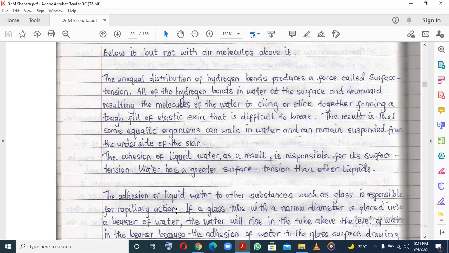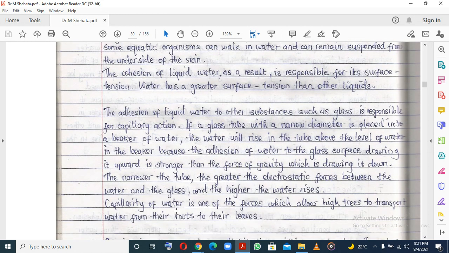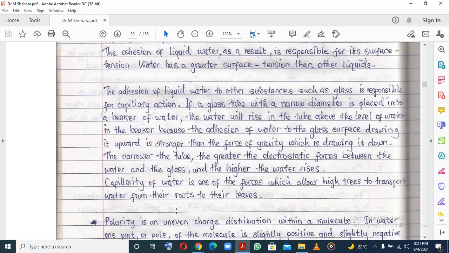So they're able to walk on water because of what? Because of surface tension. And it's as a result of what? Hydrogen bonding. But these hydrogen bonds are unequally distributed, because the hydrogen bonds are on the left, on the right, and under that surface water molecule, but nothing on top. So because of that, it creates a tense surface. Okay, so cohesion of water as a result is responsible for its surface tension.